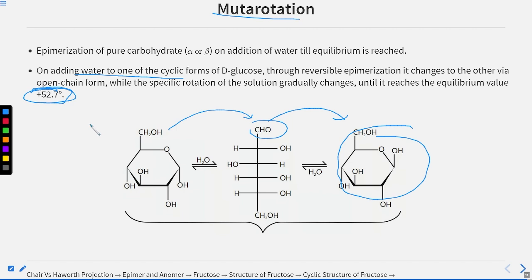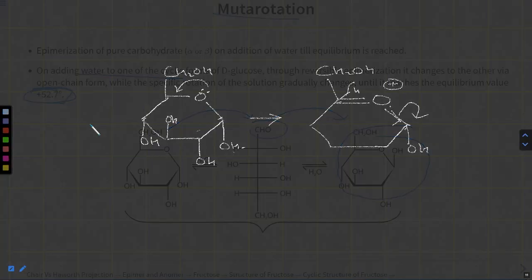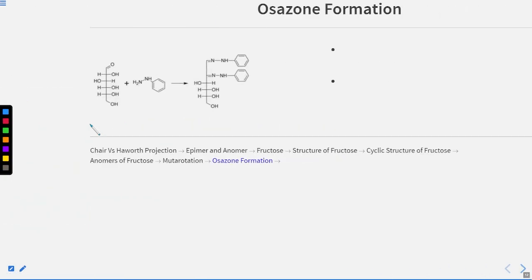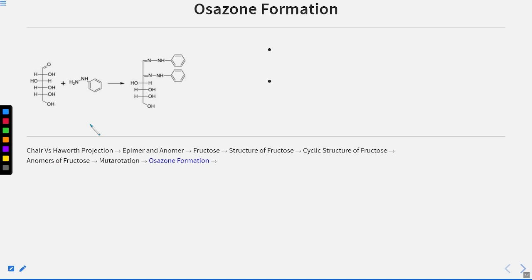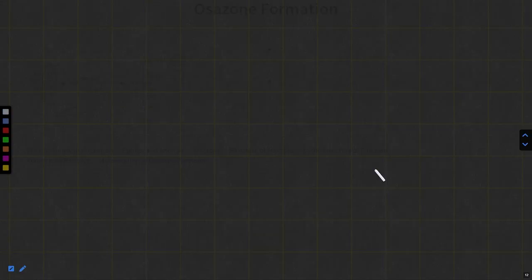Now, we have talked about mutarotation. Now you will see osazone formation. For osazone formation, this is the reaction that we have. How would this reaction have taken place? Let us see it.